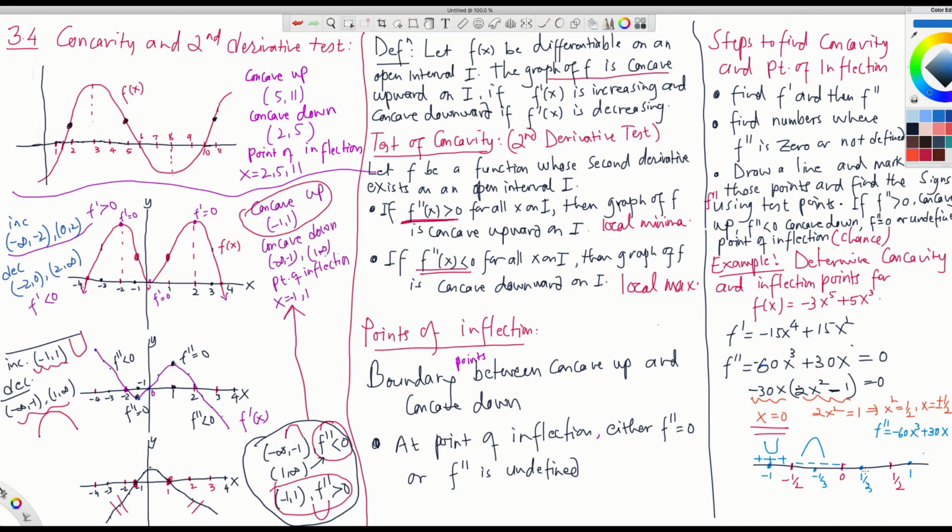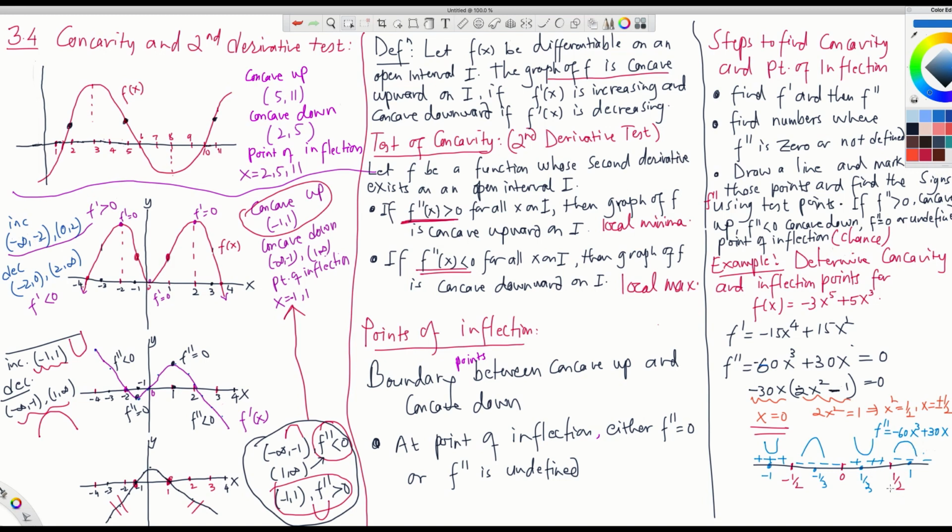Next, at positive 1/3, what happens? Negative 60 times 1/3 cubed, which is 1 over 27. So negative 60 over 27 plus 30 times 1/3, which is 30 over 3. If you use a calculator to plug in these values, I will get a positive sign here. So it is concave up. And then if you plug in 1, negative 60 times 1 to the third is negative 60, plus 30 will be negative. So it is concave down.